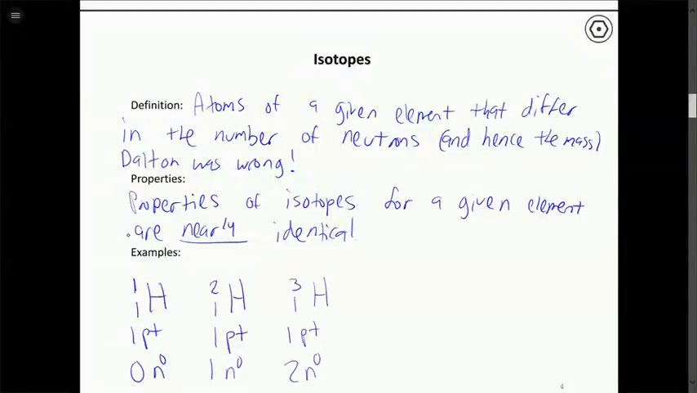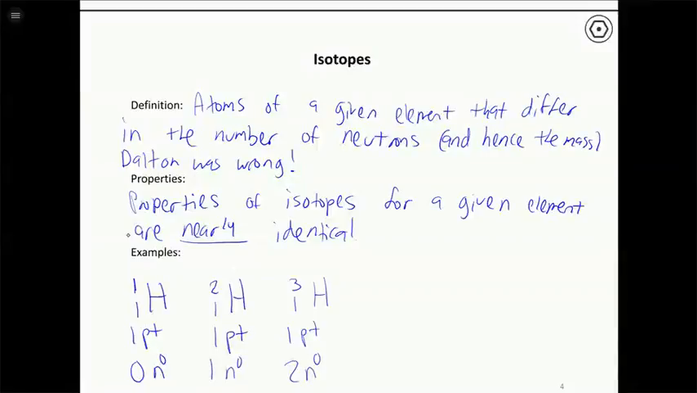So, 3 different isotopes of hydrogen, where the only difference between them is the number of neutrons in the nucleus, with the same number of protons as well. And this one, as it turns out, is not a stable nucleus. It will decay via a radioactive process, something you'll learn a lot more about in chemistry too. But all 3 of these do exist for hydrogen, and can be observed.